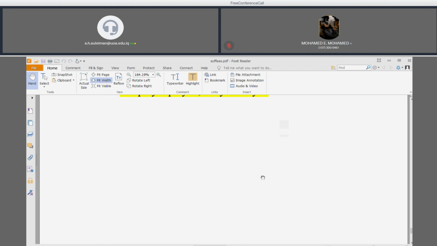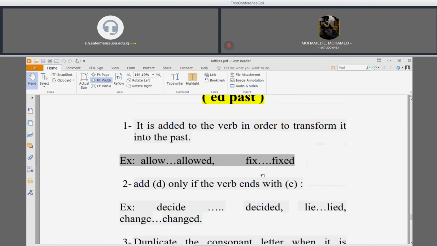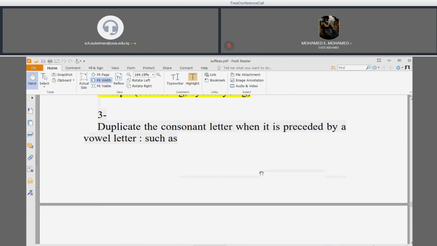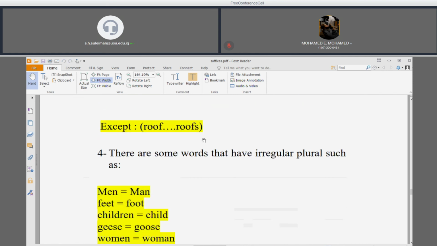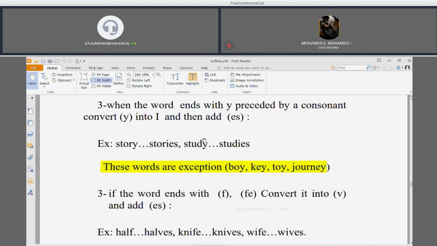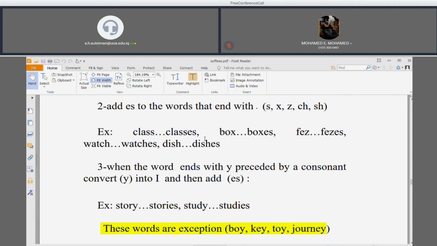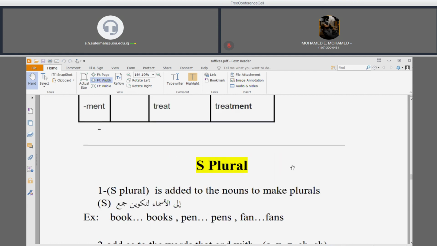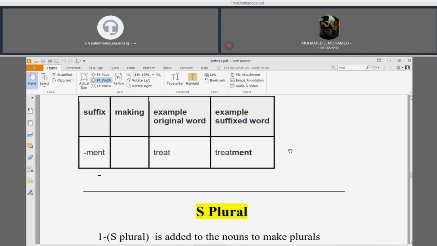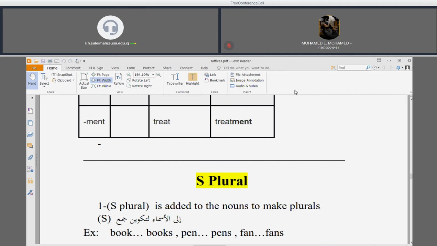That's all concerning suffixes today. Our main concern, as I've just said, is these 3 suffixes, which are ing participle, ed, and s plural. The rest of the lecture is a general introduction about suffixation and suffixes. You are not concerned with derivational suffixes or all types of inflectional suffixes, but you are only concerned with these 3: s plural, ing, and ed.